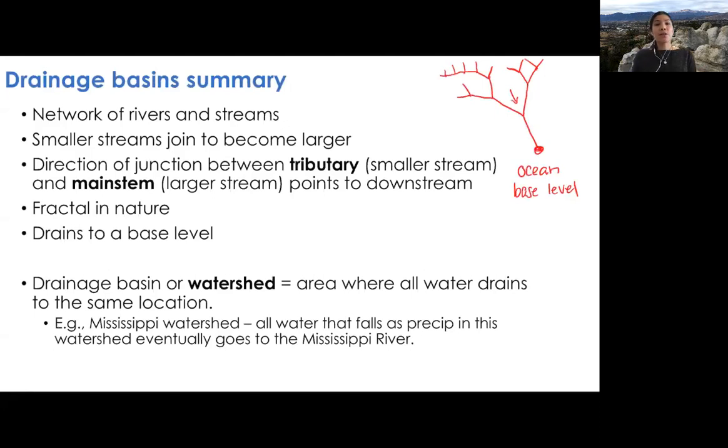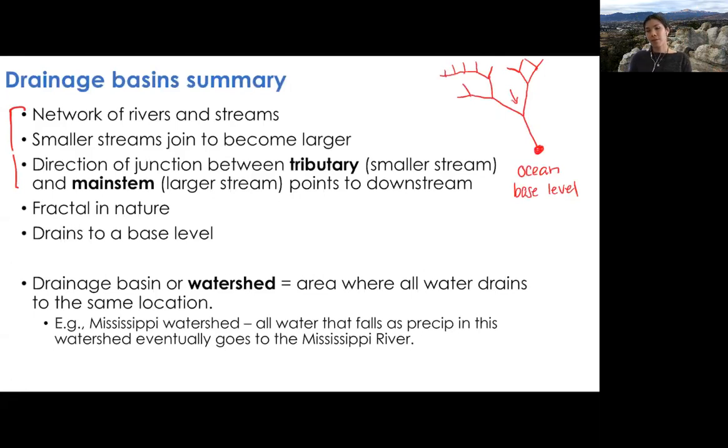A drainage basin is also more colloquially termed a watershed. So that's the area where all the water is going to drain to the same location. We implied that with our definitions of the drainage network, but just to make that more clear, every bit of precipitation that falls in that watershed should all drain to that same location, being in this example, the point that we drew.